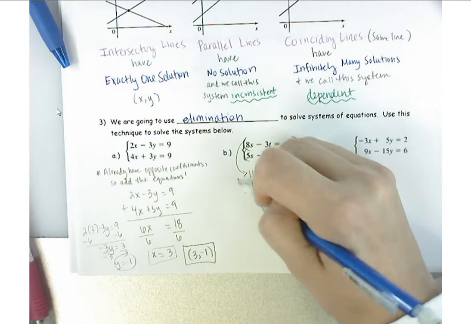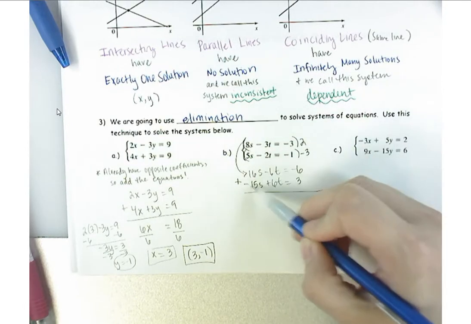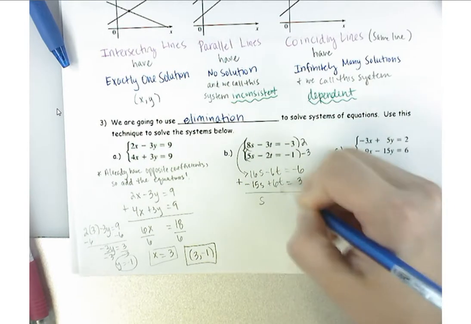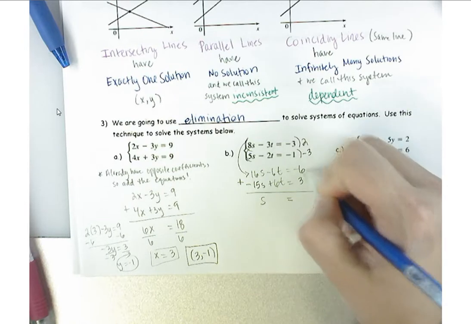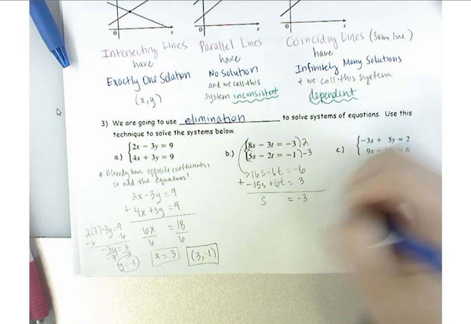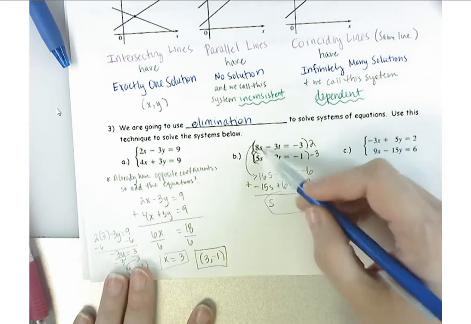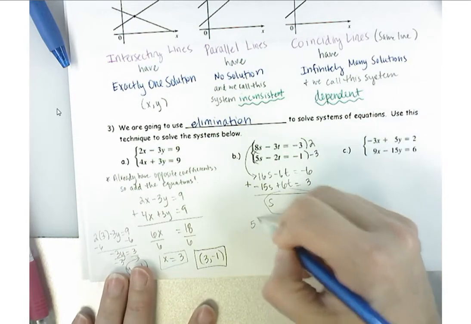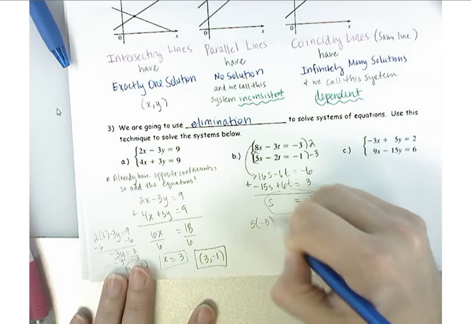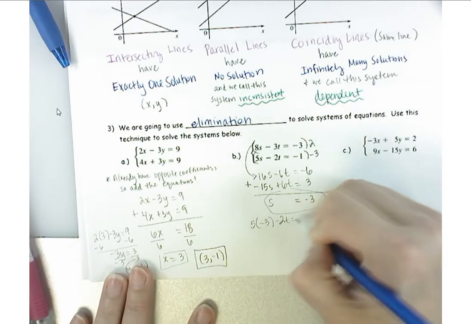Okay, so now I'm going to add these together. 16 minus 15 is 1, so I have 1s. Those are going to cancel. Negative 6 plus 3 is negative 3. So my s value is negative 3. So then I can substitute. This time I'll use the bottom equation, because it really doesn't matter which one you use to solve.